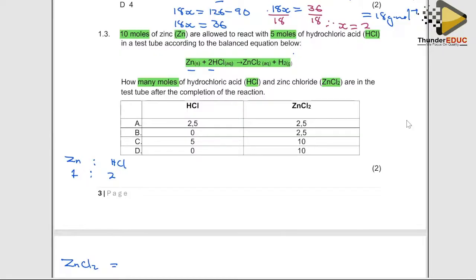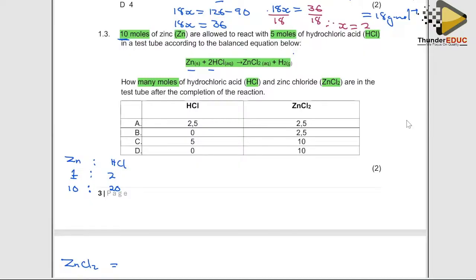Therefore, what are we given in terms of zinc? I'm having 10 moles. So for zinc, I'm going to have 10 moles. Then if I'm having 10 moles of zinc, how many moles of HCl should I make use of? It means I'm supposed to be getting 20 in terms of this ratio. The ratio is 1 is to 2, so if I'm having 10 for zinc, I should be having 20 for HCl.